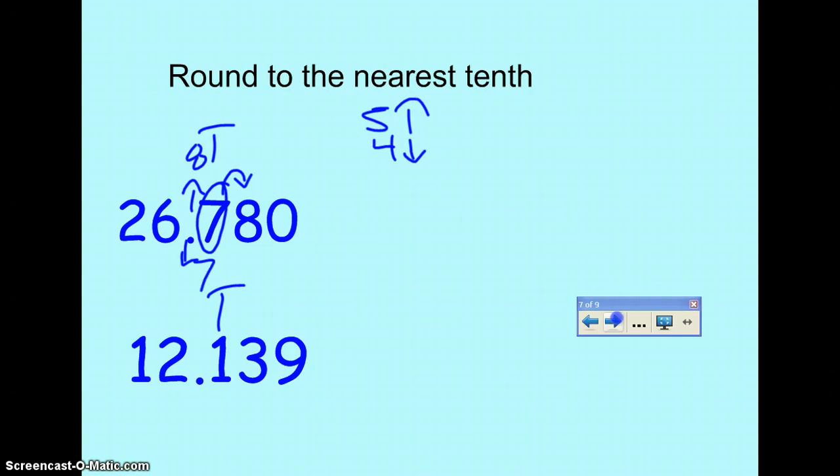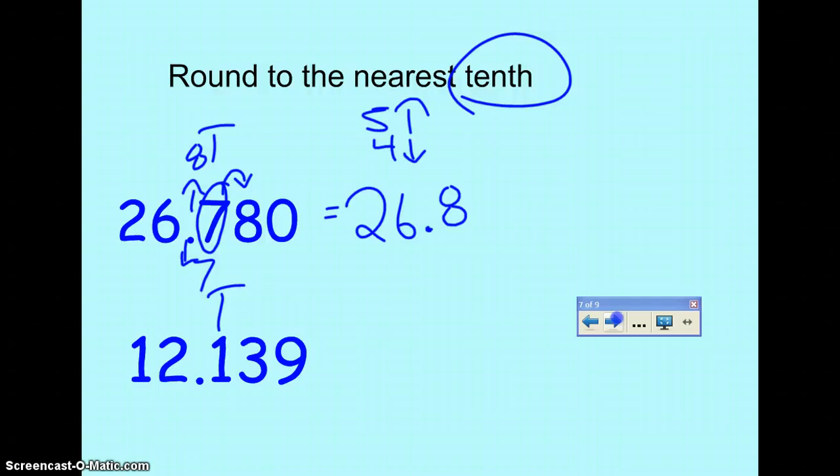So in this situation, we look at the 8. That's above 5, which means that this is rounding up. So your final answer is 26.8, and that's rounded to the nearest tenth. Let's look at the question at the bottom now. 12.139 to the nearest tenth. The tenths column is the 1. Let's go to the neighbor. Take a look. Well, the neighbor's a 3. 5 and up, it goes up. 4 and down goes down. So that 3 is in the 4 and down category, which means that this number stays the same, which means your answer is 12.1. Good.